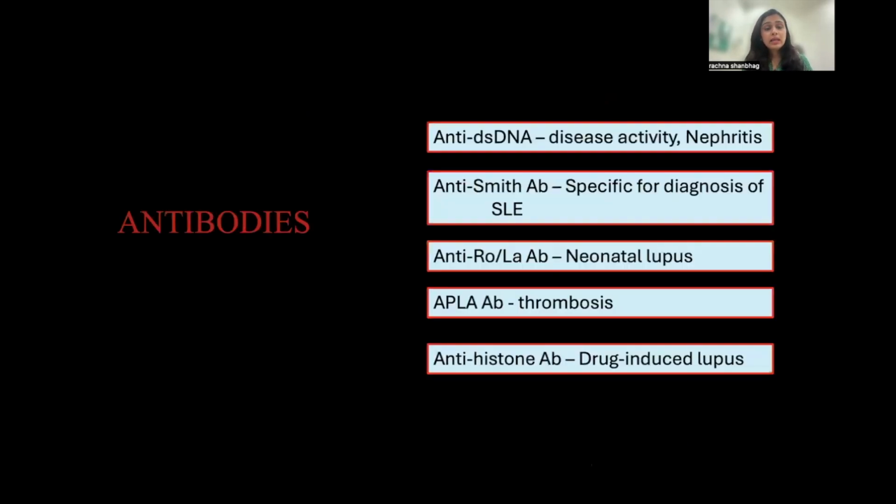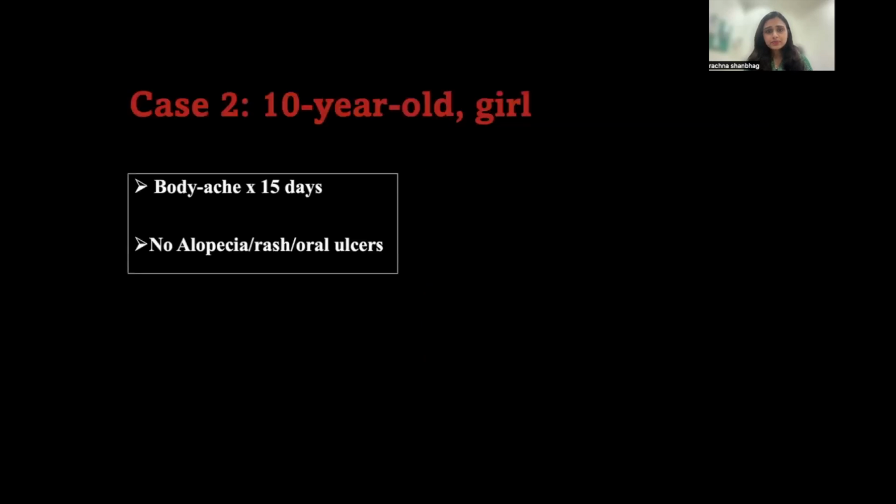When we perform an ANA profile, we get the type of autoantibodies present, and that helps us to classify the autoimmune disease further. This also has other significance, such as the presence of anti-dsDNA antibodies in SLE patients, which correlates with disease activity and with the risk of developing nephritis. Similarly, anti-Ro/La antibodies, as we know, are associated with neonatal lupus, and antihistone antibodies are associated with drug-induced lupus.